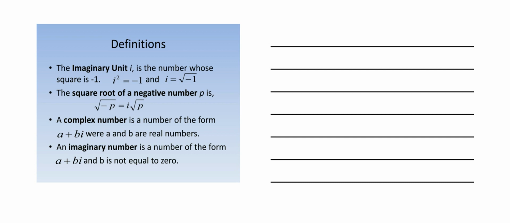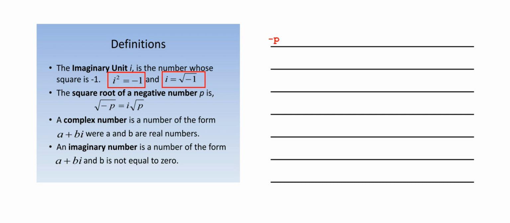Definitions. The imaginary unit i is the number whose square is -1. In other words, i squared is equal to -1, and i equals the square root of -1. So that is the biggest definition we can define for now. We have i is the square root of -1. So the square root of a negative number, for instance the square root of negative p, equals i square root of p.